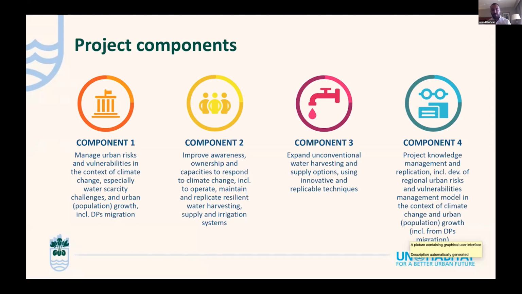And last but not least, component 4, which is the project knowledge management and replication, including the development of regional urban risks and vulnerabilities. This would include developing urban observatories. We are going to develop 2 urban observatories, one in each municipality. And later on, maybe in the questions, I'll mention how important it was to develop a great relationship with the municipalities, the Ministry of Local Administration, the executing entities, and the local people.